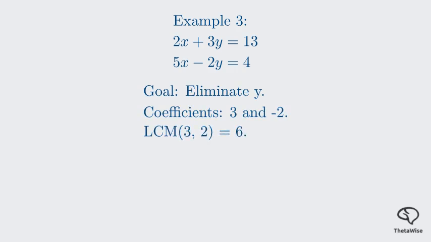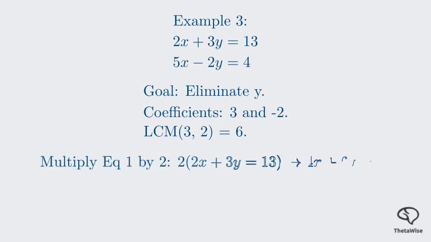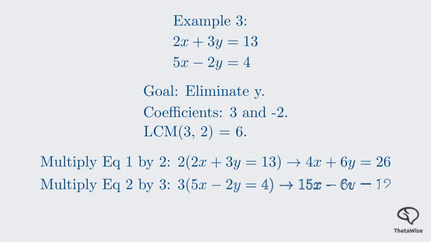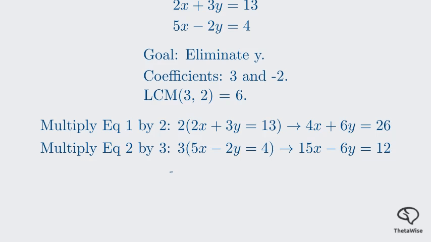To get 6y in the first equation, we need to multiply the entire equation by 2. To get 6y in the second equation, we need to multiply the entire equation by 3. Remember, you must multiply every single term in the equation to keep it balanced. Now we have a new system of equations that is equivalent to the original one, but much easier to solve. Our new system is 4x plus 6y equals 26, and 15x minus 6y equals 12.